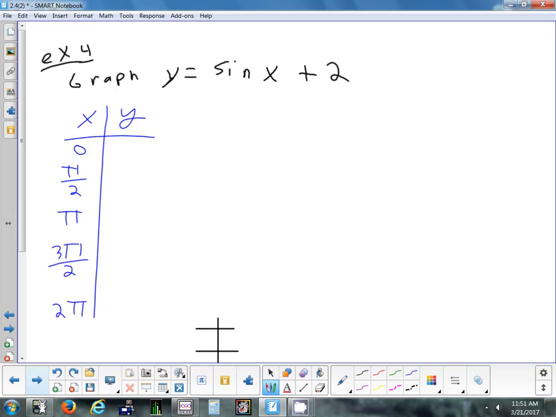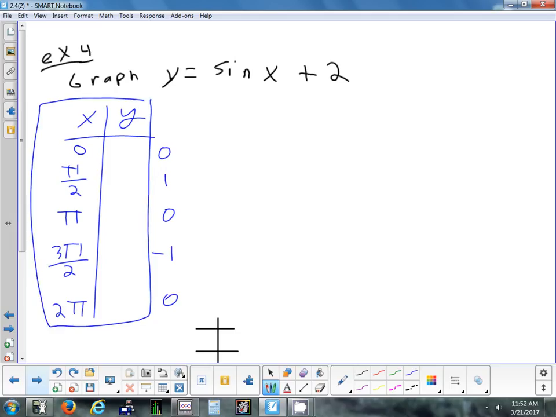Okay, so those are my x's. And Graham, what are my original y values for sine? 0, 1, 0, -1, 0. Yep, those are the originals. I didn't put them in the table because those are not the final answers. And Kylie, what am I going to do to all those y values? I'm going to add 2. Okay, so add 2 to all those, and that's your answer.